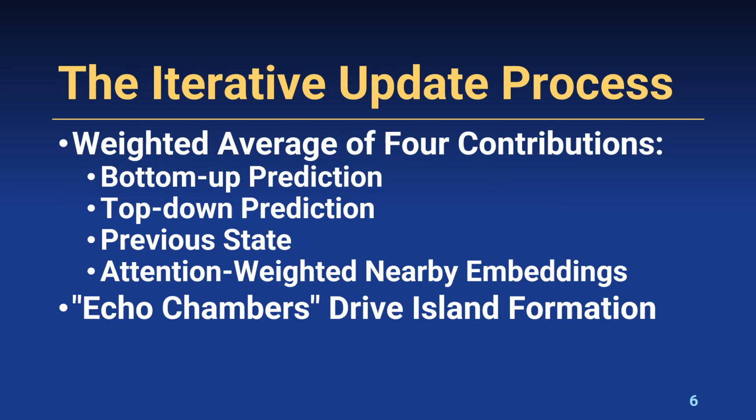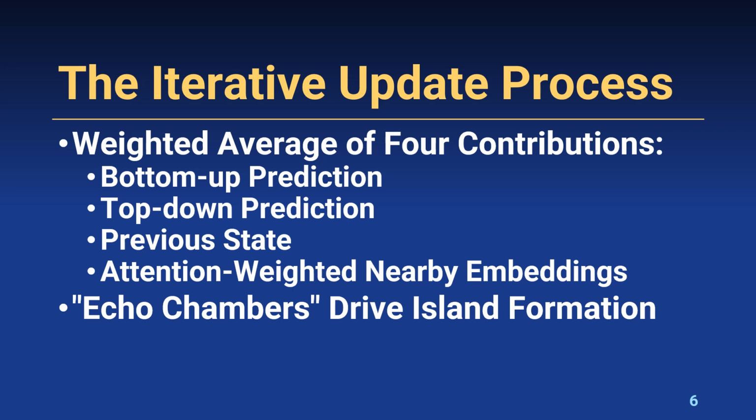Now, how do these islands of identical vectors form? The magic happens through a continuous update process. At each discrete time step, and within each column, the embedding vector, the numerical representation, at a given level is updated. This update is a weighted average of 4 key contributions. 1. A prediction from the bottom-up neural network, based on the embedding at the level below. 2. A prediction from the top-down neural network, based on the embedding at the level above. 3. The embedding vector from the previous time step. 4. An attention-weighted average of the embeddings at the same level in nearby columns.